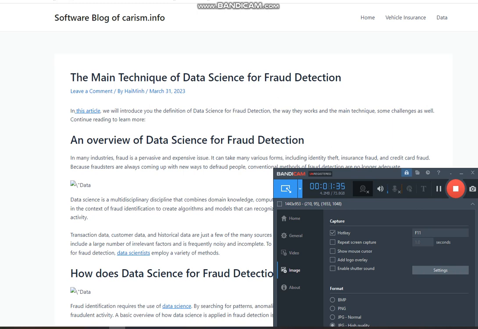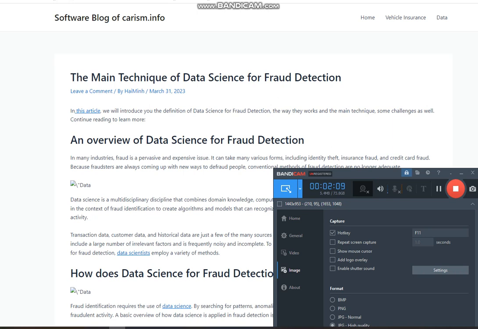How does data science work for fraud detection? Fraud identification requires the use of data science. By searching for patterns, anomalies, and trends in vast quantities of data, it is intended to spot fraudulent activity. A basic overview of how data science is applied in fraud detection is provided below. Data gathering. Gathering data from various sources, including money transactions, customer information, and other pertinent data, is the first stage in detecting fraud.